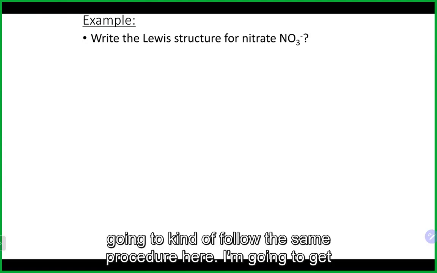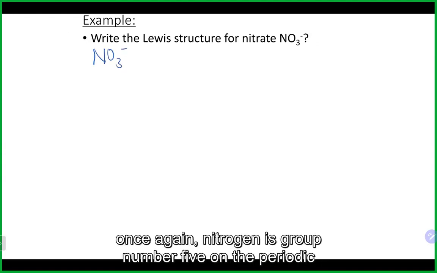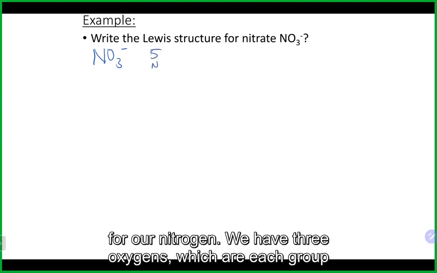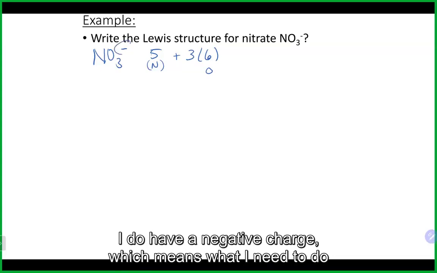Again, we're going to follow the same procedure here. I'm going to get the valence electrons, which is really an important number. So once again, nitrogen is group number 5 on the periodic table right there. That means it does have 5 valence electrons for our nitrogen. We have 3 oxygens, which are each group 6 on the periodic table right next door. And once again here, I do have a negative charge, which means what do I need to do with that?